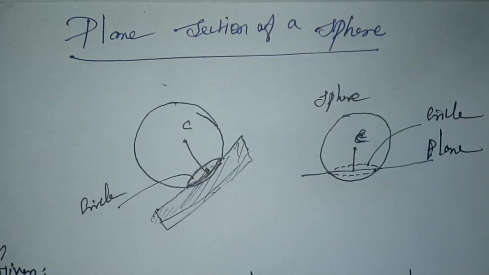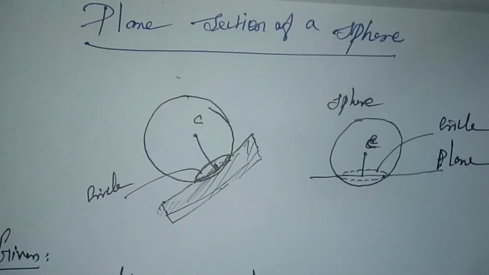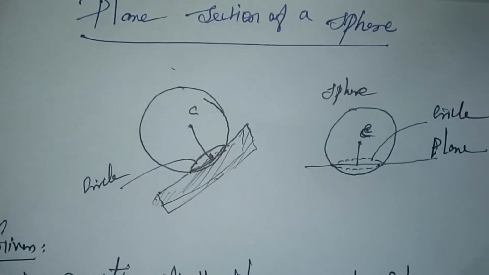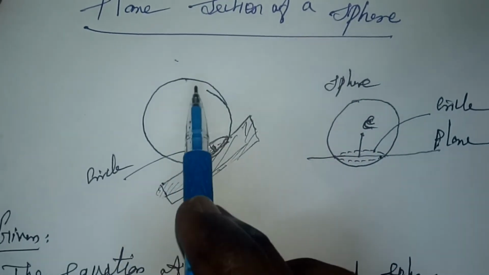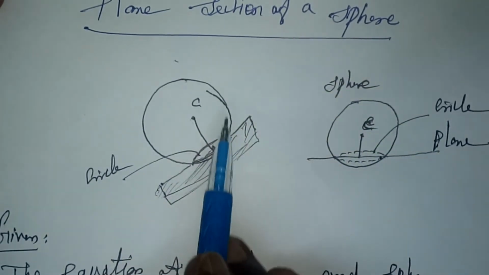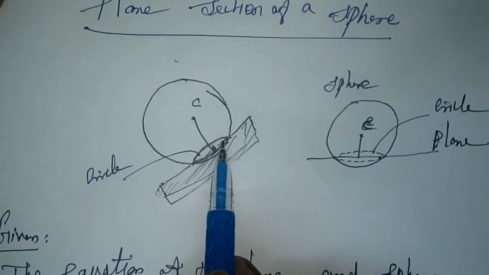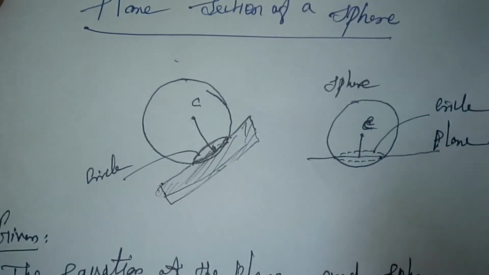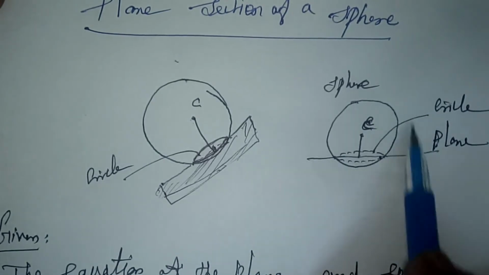In this section we are going to discuss the plane section of a sphere. Now I am going to consider a sphere. This is a plane. So I am going to cut that sphere by the plane, then I get a section as a circle, right? So here you see that this is also a circle.